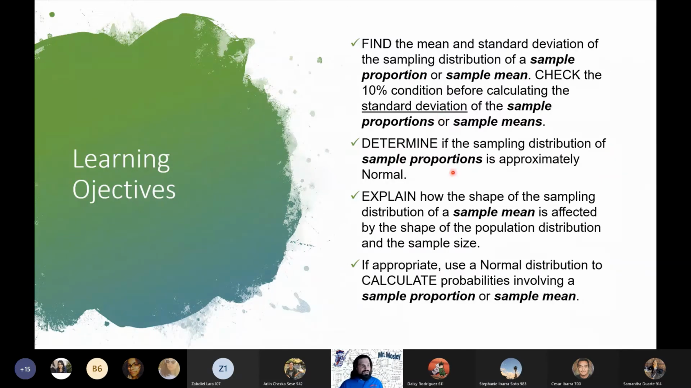Determine if the sampling distribution of sample proportions is approximately normal. Explain how the shape of the sampling distribution of a sample mean is affected by the shape of the population distribution and the sample size. If appropriate, use a normal distribution to calculate probabilities involving a sample proportion or sample mean. So that's our goal for today, is to learn about these things.